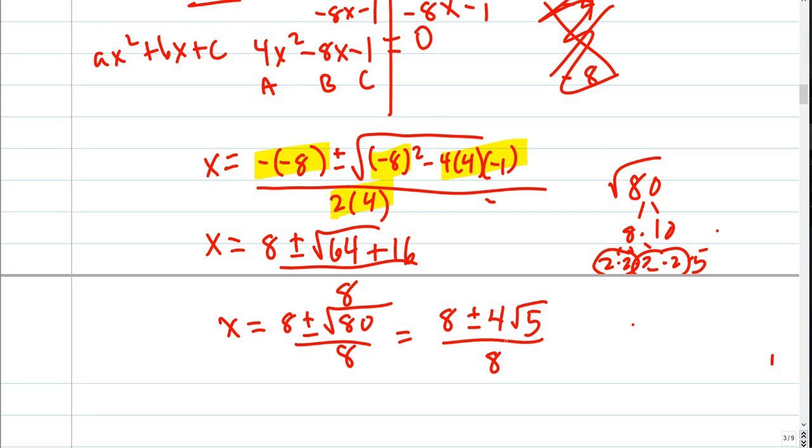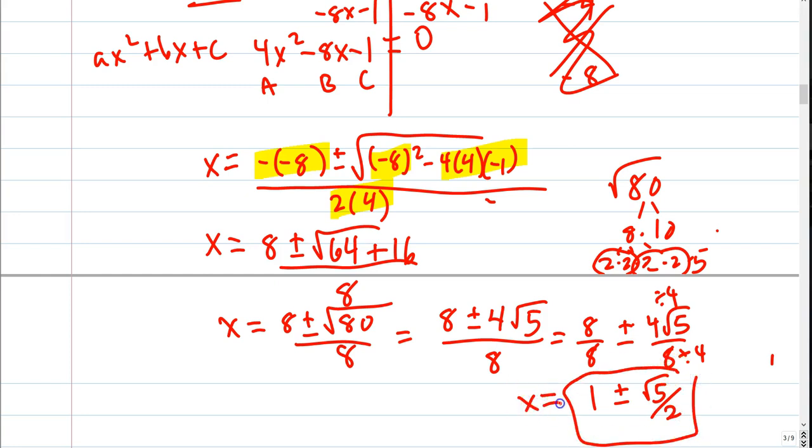And this technically still isn't right because it has to be simplified. 8, 4, and 8 are all divisible by 4. I would recommend just splitting it actually. I would make this 8 over 8 plus or minus 4 root 5 over 8. 8 over 8 is 1 plus or minus, since these are both divisible by 4, that would be root 5 over 2. And that would be our answer. Now, once again, technically the homework will write that as x is equal to 1 plus root 5 over 2, and x is equal to 1 minus root 5 over 2.